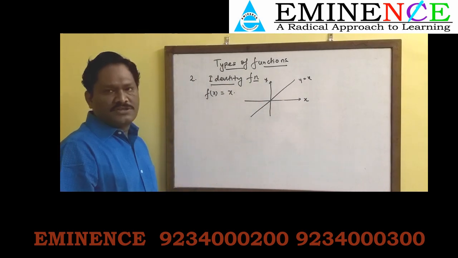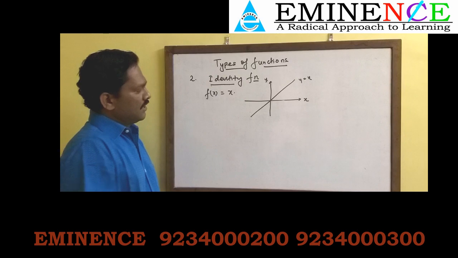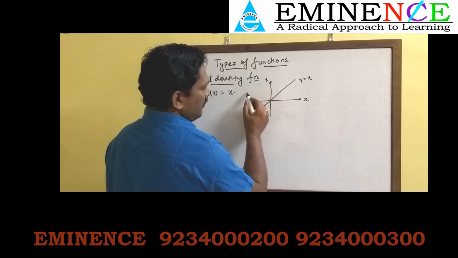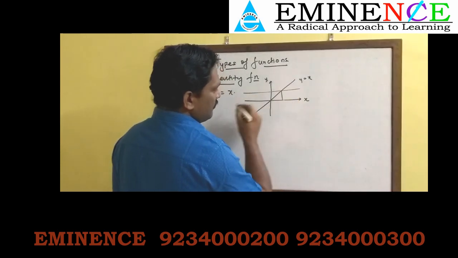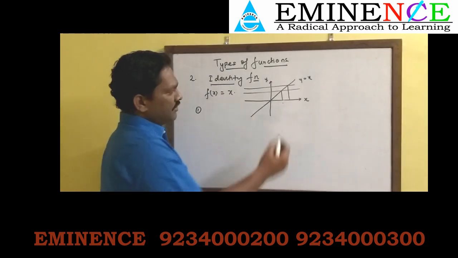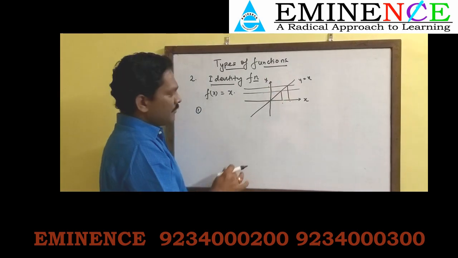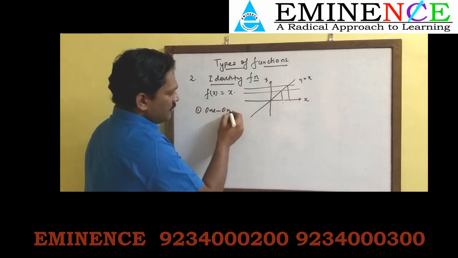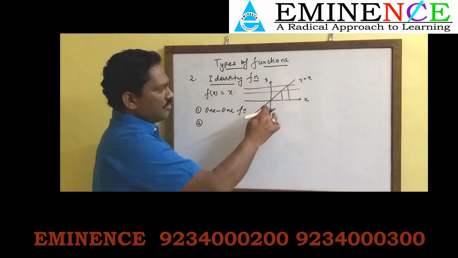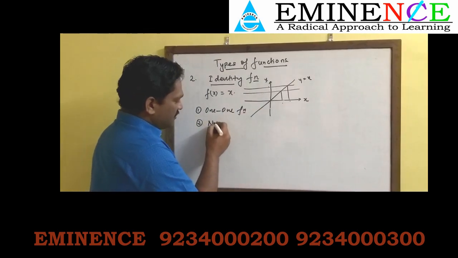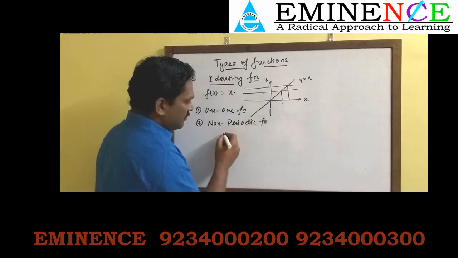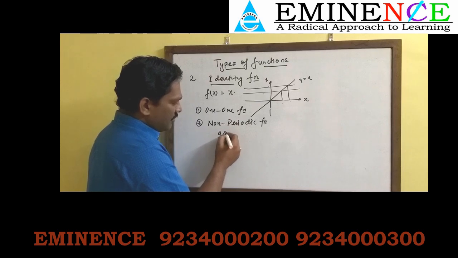So, what are the observations that we can draw from this identity function? The first thing, as you can see, if I draw a line parallel to x-axis, it cuts the graph only at one point. So that means one value of x corresponds to one value of y. This value of x gives you this value of y. So this is a 1-1 function. And since there is no repetition of values occurring here, I'll say that this is a non-periodic function, that is also called aperiodic.